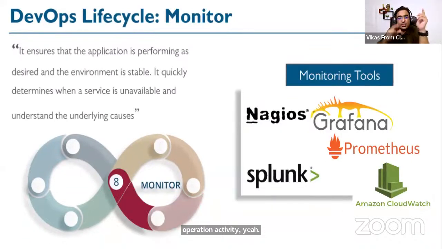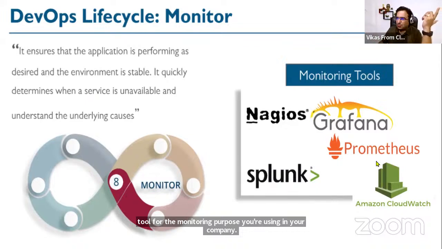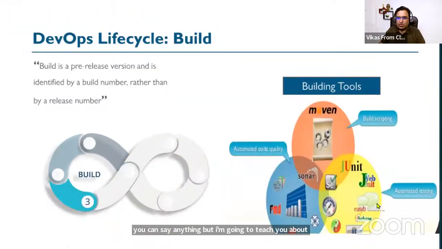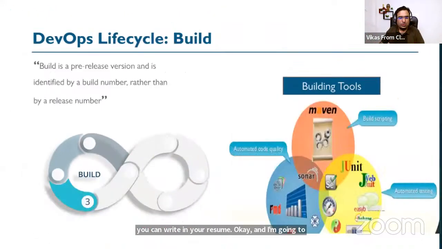Good. Which tool for monitoring are you using in your company? Grafana or Prometheus. Grafana, Prometheus, Nagios, Splunk, Dynatrace, you can say anything. But I'm going to teach you Prometheus, Grafana, Splunk, and CloudWatch. So guys, you have to be aware of this many tools so that you can write them in your resume. And I'm going to teach you whatever tool names we are speaking about.